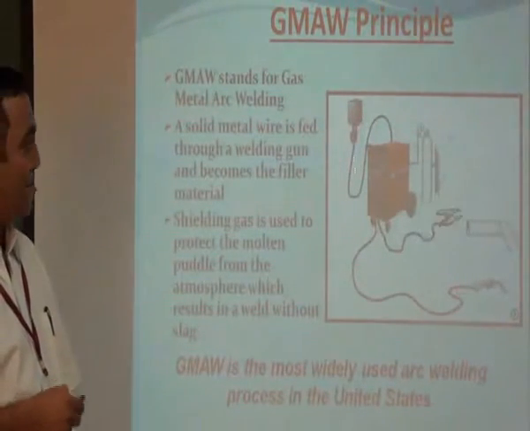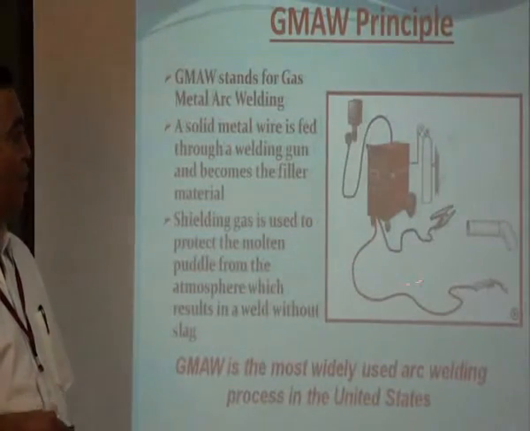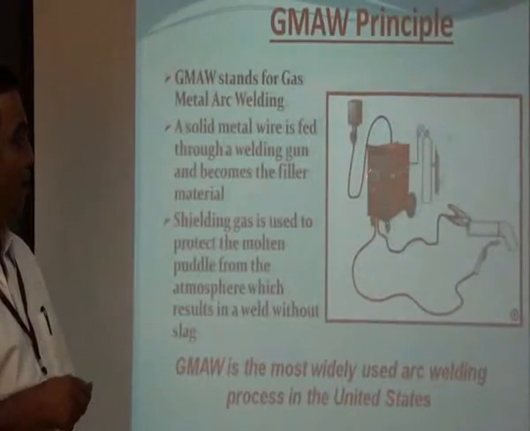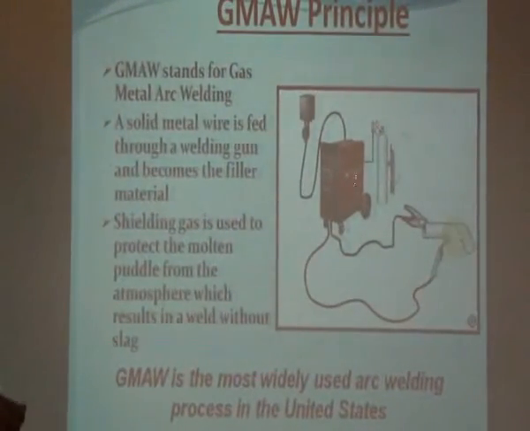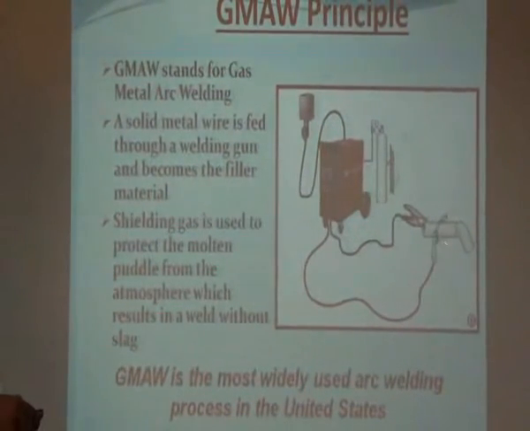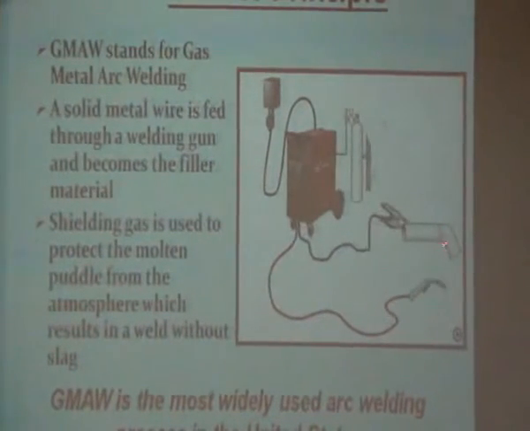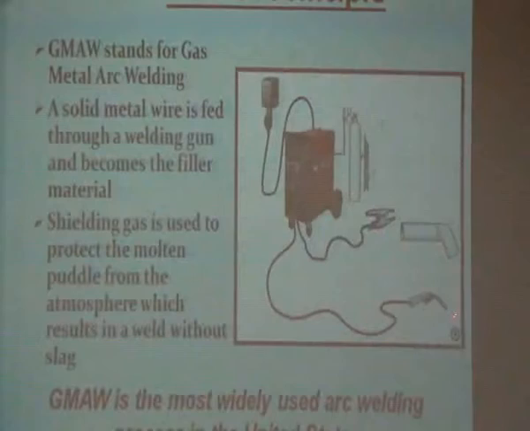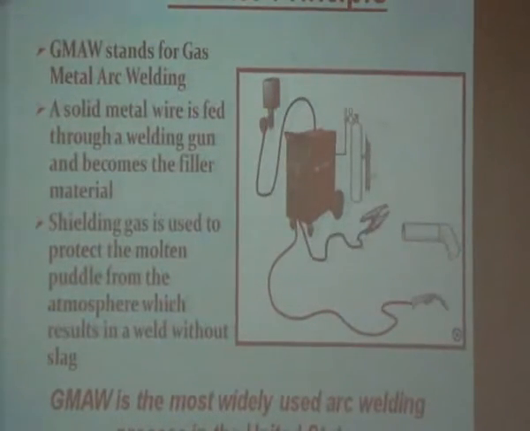You have the power supply, the shielding gas, and the welding torch, and here you will have the electrode or the welding wire, which is fed inside this torch. As usual, the arc is established between the electrode and the base material, and thus the welding can be done.